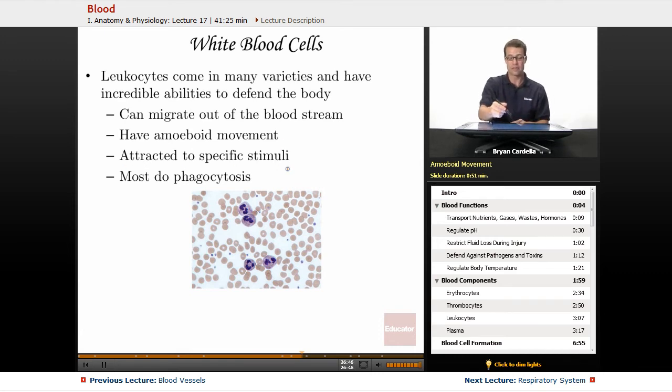They're attracted to specific stimuli. Depending on which white blood cells you're talking about, they're able to home in on certain kinds of foreign bodies: bacteria, certain viruses, even parasites. And most of them do phagocytosis, which means cell eating. It's a form of endocytosis where they wrap their plasma membrane around the foreign body and take it in. Then that little sac, which now contains the bacteria, will fuse with lysosomes, little cellular organelles that have enzymes that can digest the foreign invader and kill it. So those are some abilities of white blood cells.